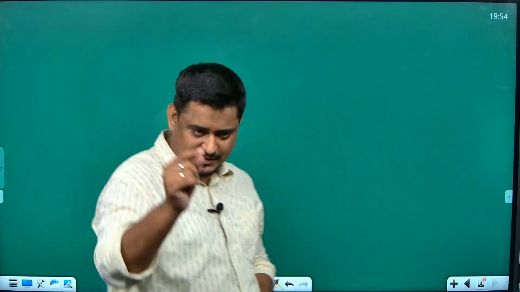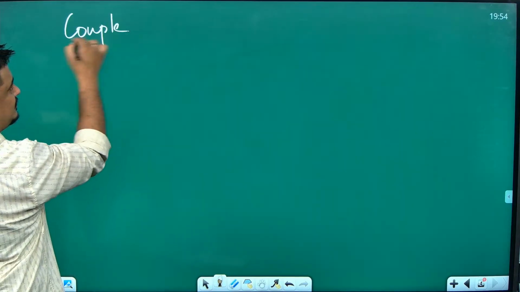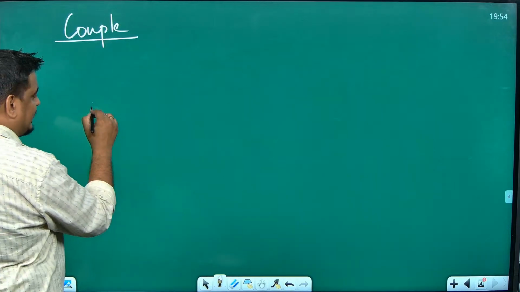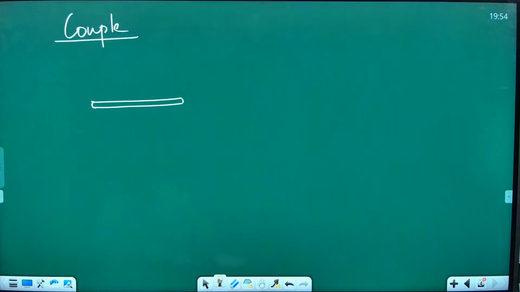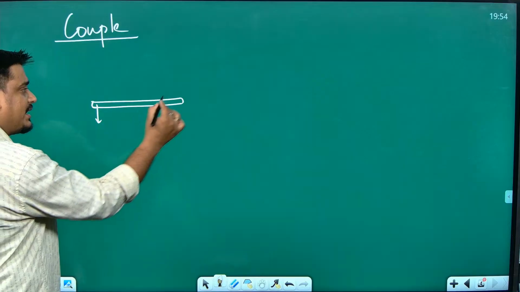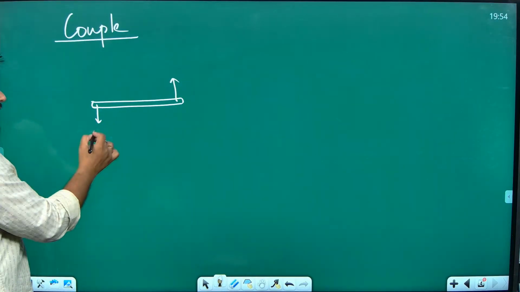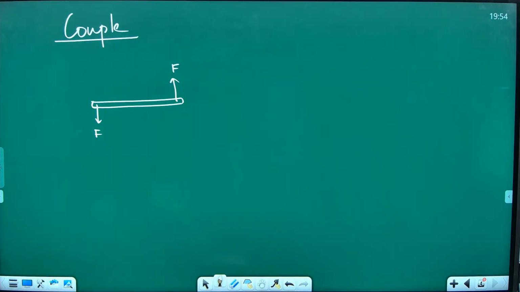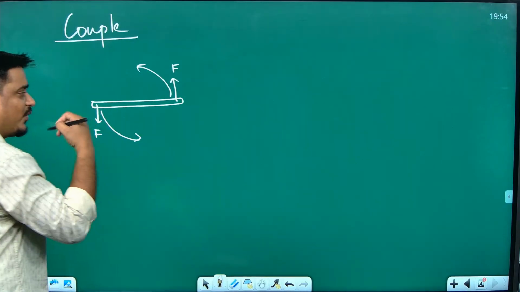One concept is there. Give the heading as couple. So couple, what it says, pay attention please, if there is an object, and we apply forces which are equal, opposite and acting in different lines of action. Now what will happen? This will make the body rotate.